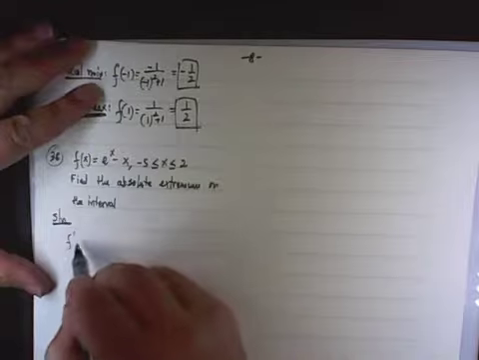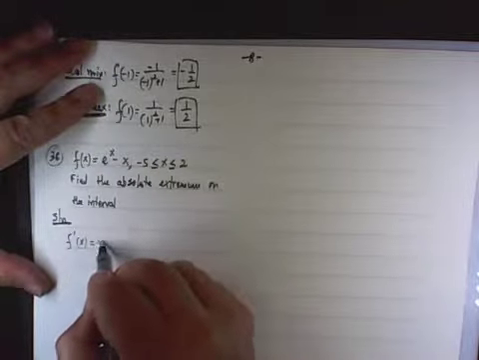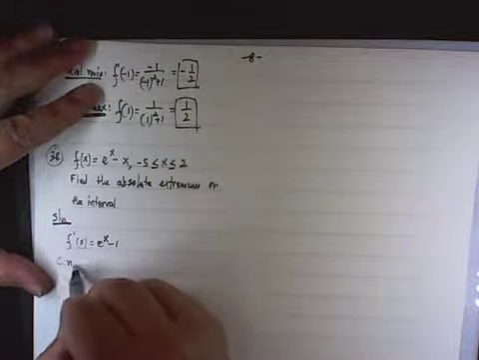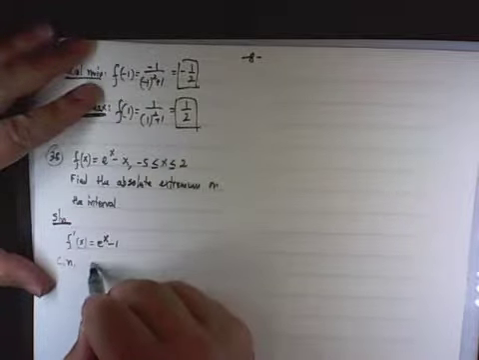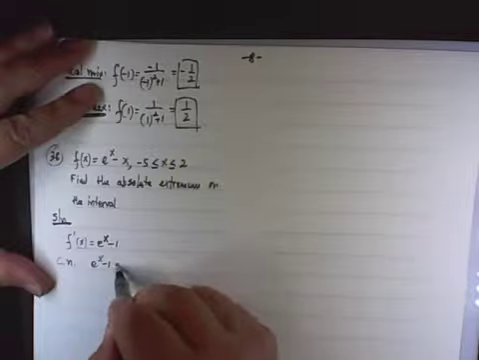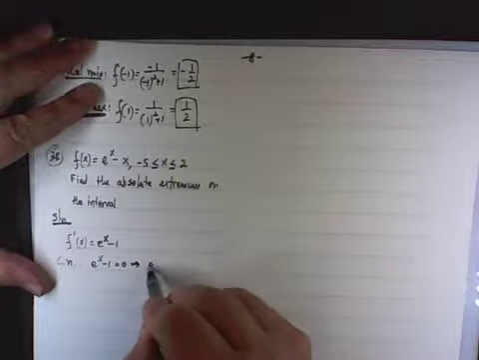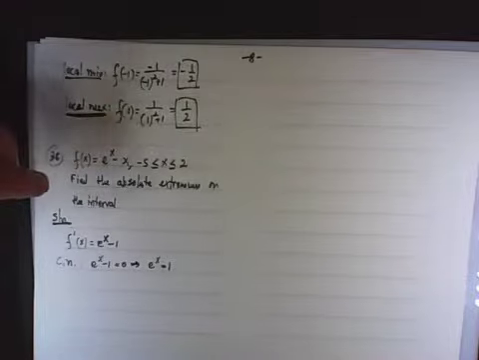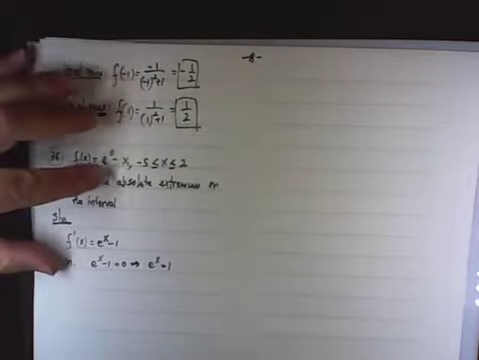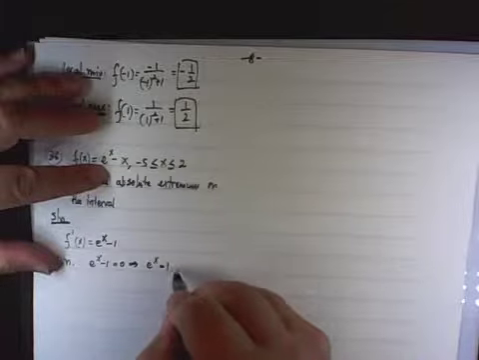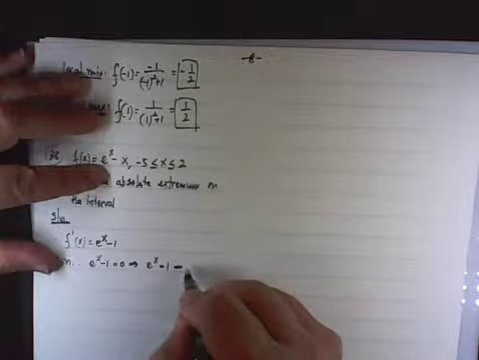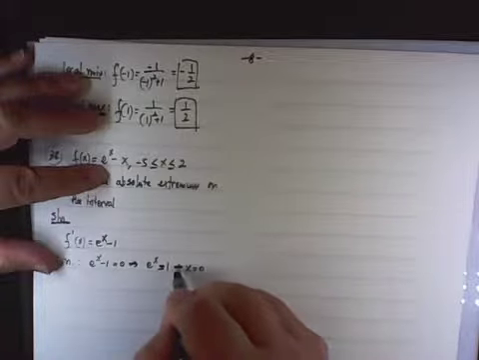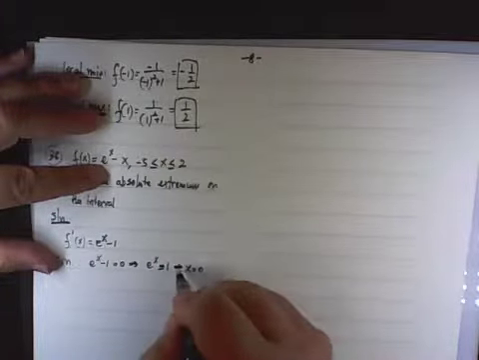F prime first. F prime of x is e to the x minus 1. So we have critical numbers to look for. e to the x minus 1 equals 0. From here we get e to the x equals 1. And what does it mean? Well, apply the natural log to both sides, and it means that x equals 0. Okay? You need to classify when you say we must classify.